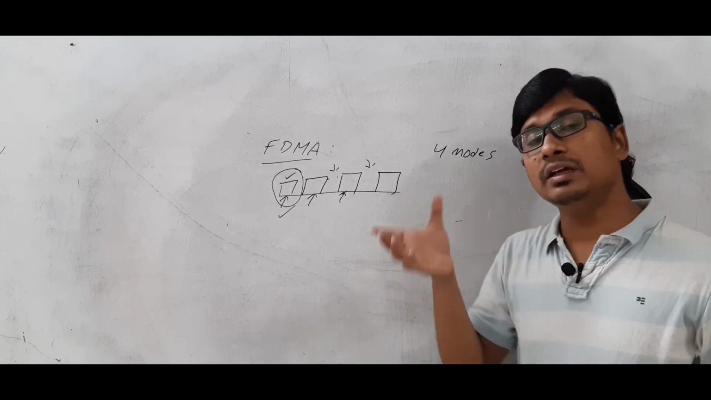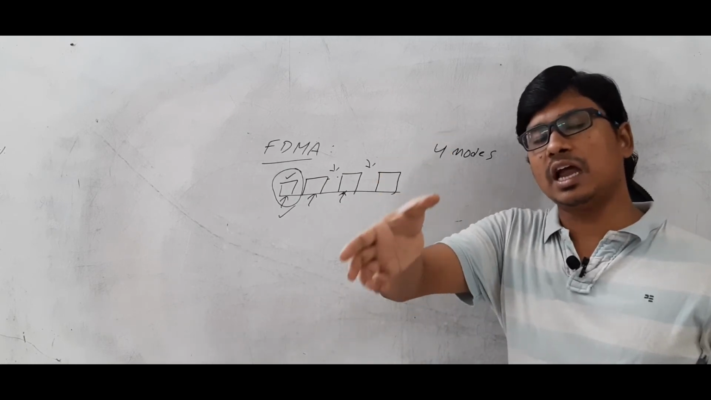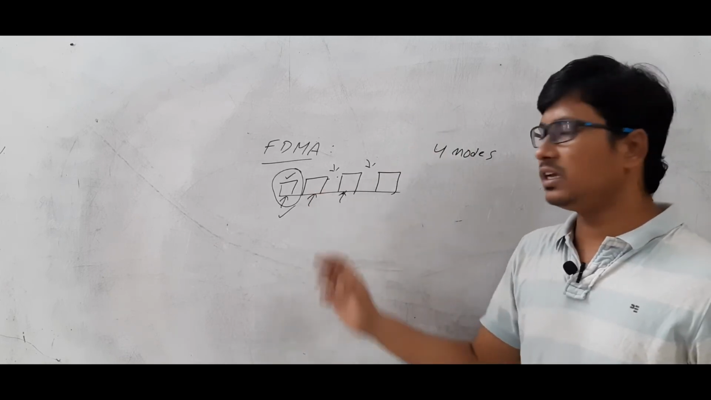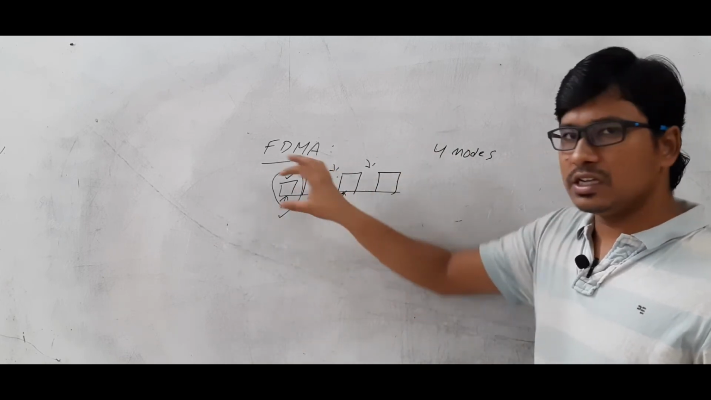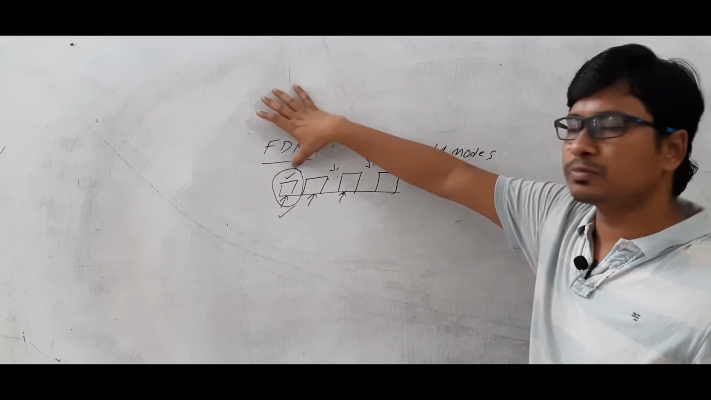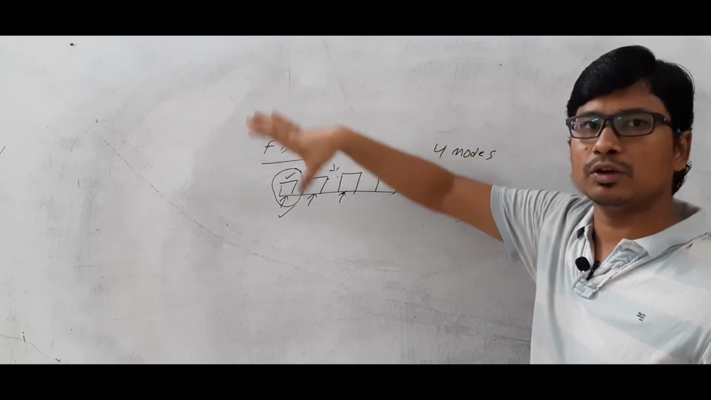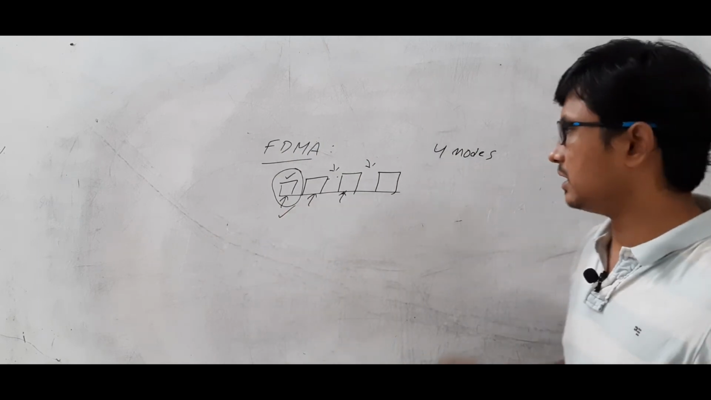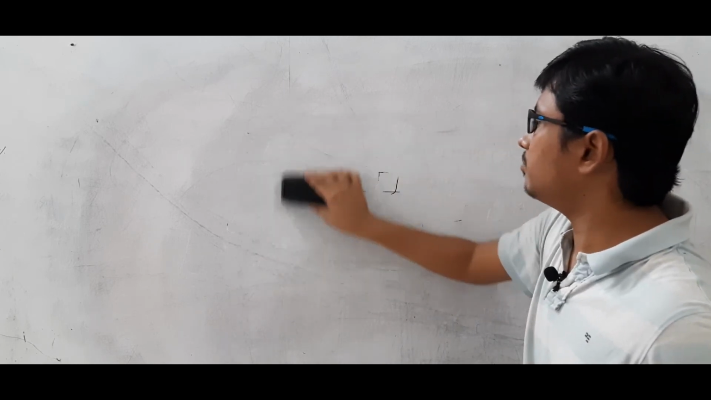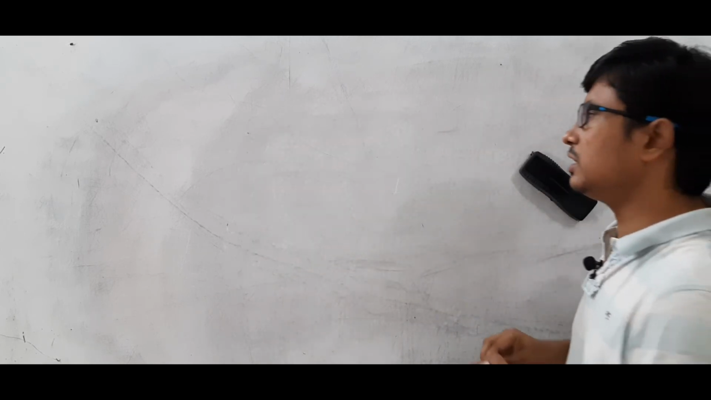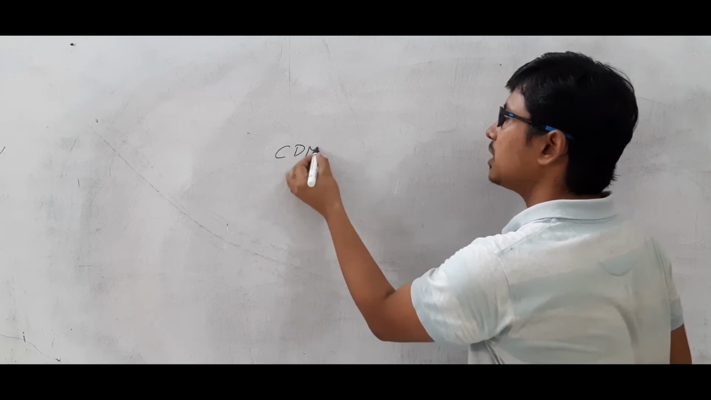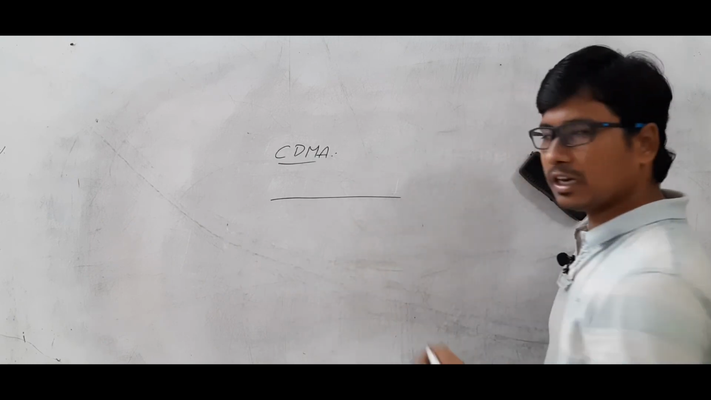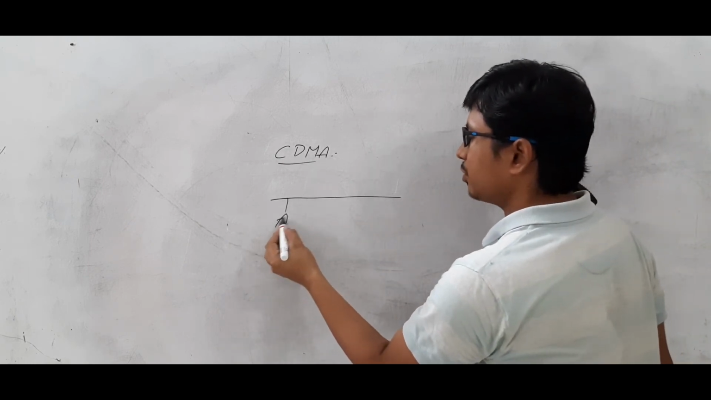In TDMA, the complete channel is allocated to a particular node for a particular amount of time. Whereas here, the frequency is divided into sub-frequencies and the sub-part of the frequency is assigned to a particular node for complete duration. Using that frequency, it can transfer the packets. Now coming to the CDMA, which we will call a code division multiple access. Okay, now you have a common transmission medium and you have 4 nodes.